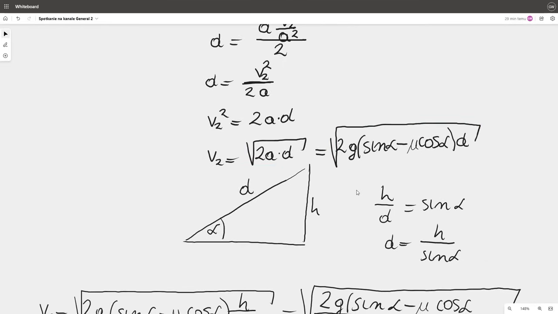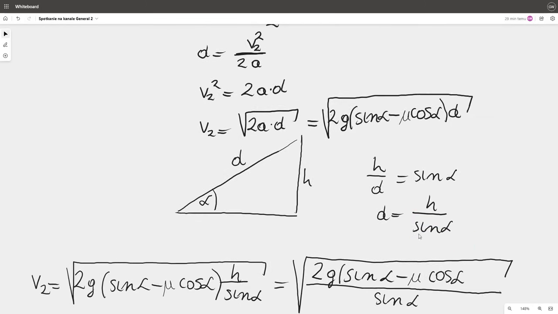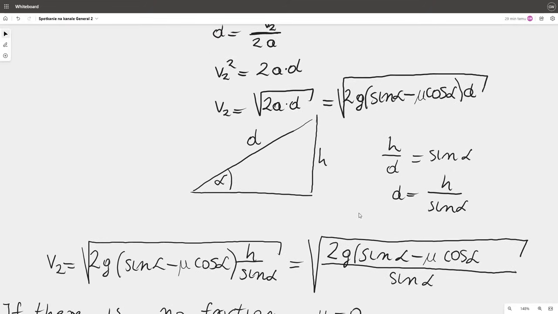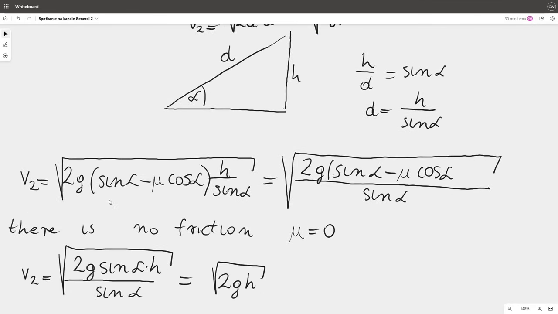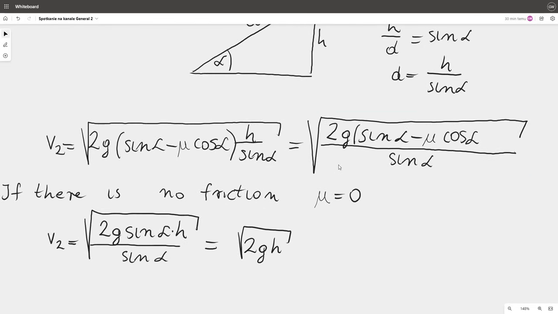Usually we don't know the distance d, but we know height of the incline h. So we express d by h. They are connected by sine of alpha. You can see it here. So d is equal h divided by sine of alpha. We put d to this equation and we have such equation.